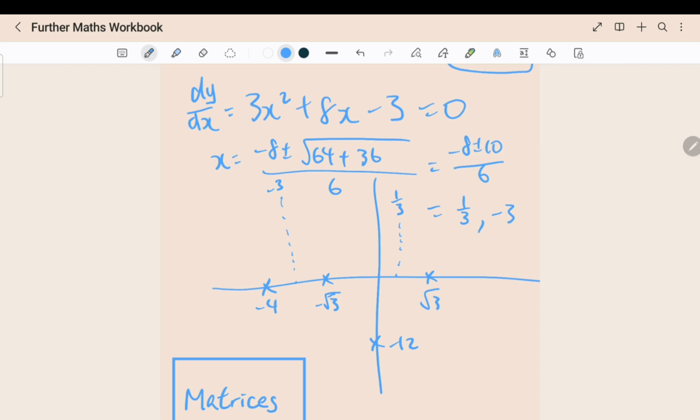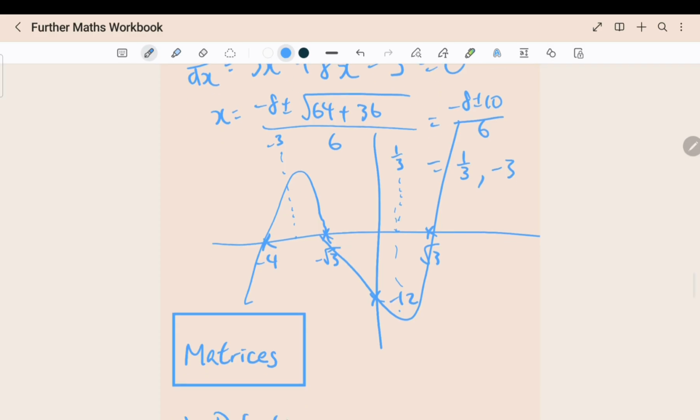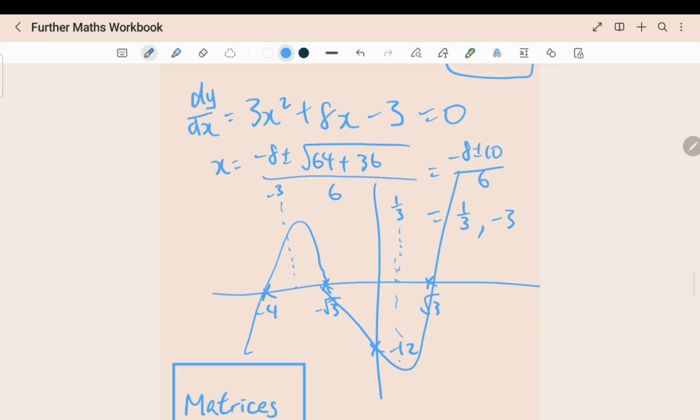So if I draw the positive cubic, it's going to look something like this. No, it's going to look something like this, because the turning point will be at minus 3. Turning point will be at a third and minus 3. And then it's going to pass through all the things that we drew.